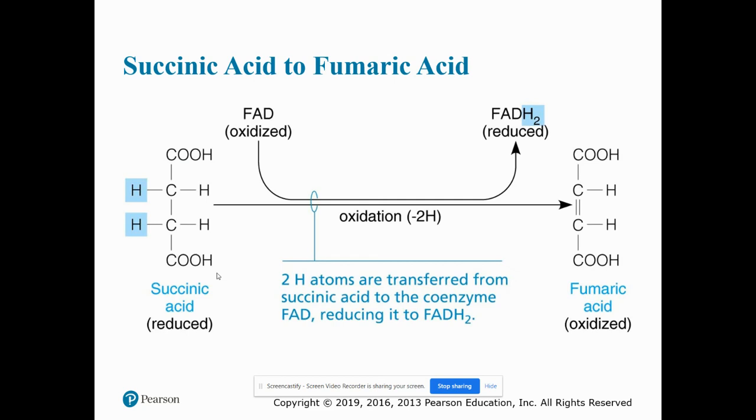This is just showing an example of oxidation occurring. We have succinic acid on the left, and succinic acid is this four-carbon molecule. It has these two hydrogens here. FAD is going to come in here, and FAD is going to become reduced, but this is going to become oxidized. The oxidized version of succinic acid is fumaric acid. You can see the hydrogens are gone, and now there's a double bond between the two carbons. And now instead of having FAD, we have FADH2, the reduced form.